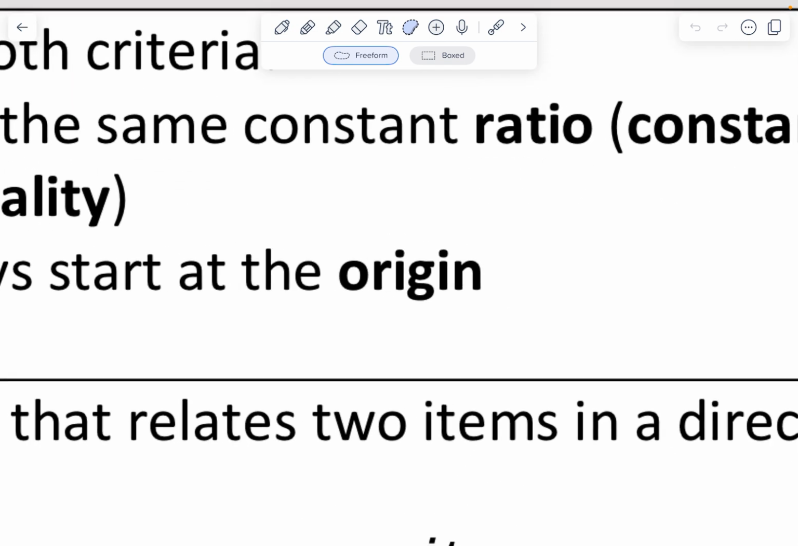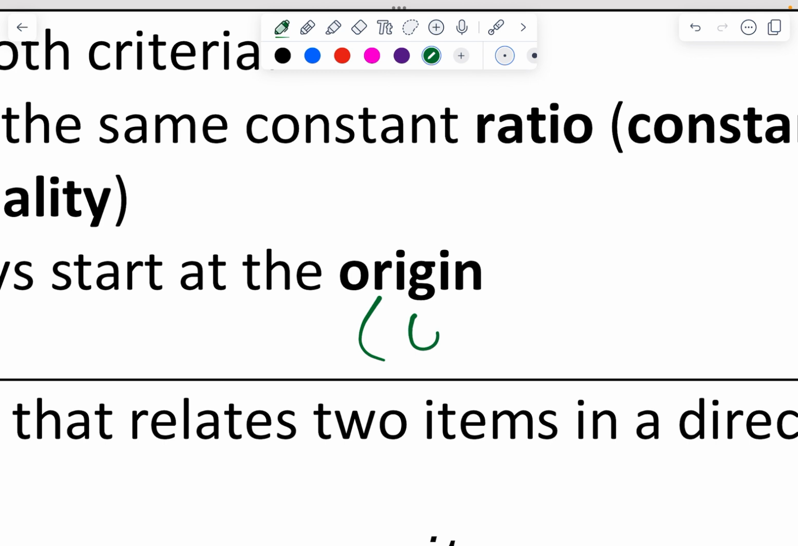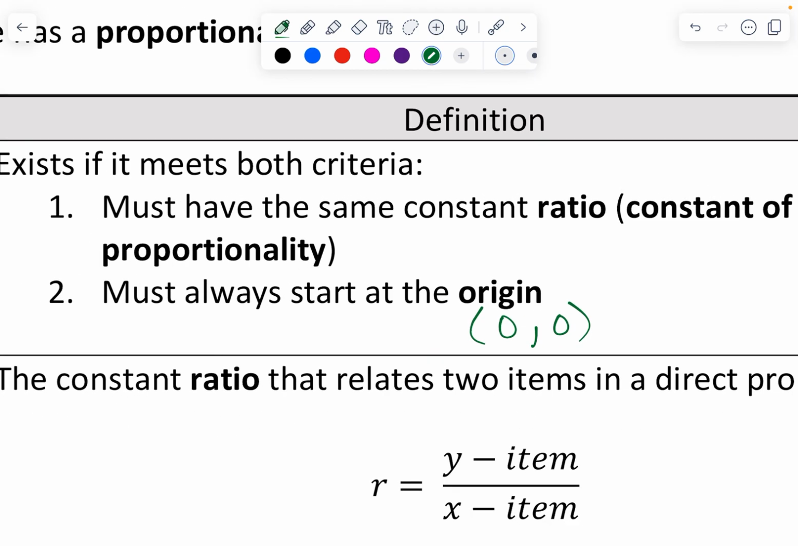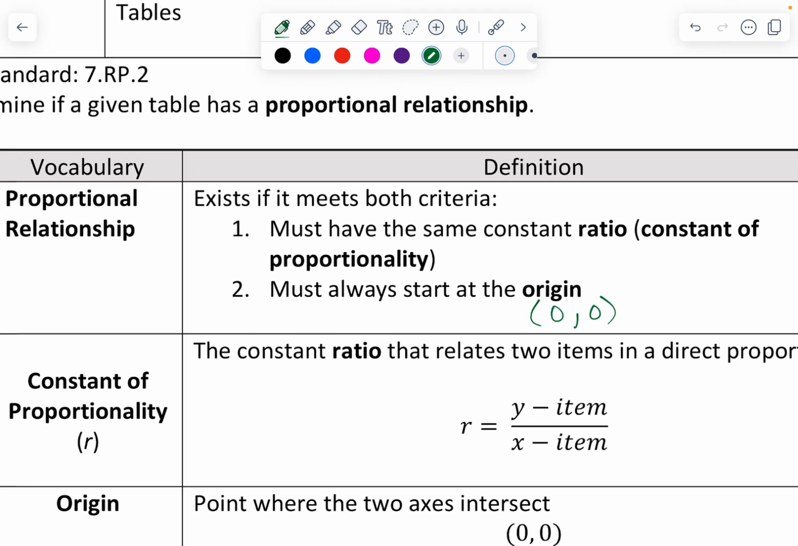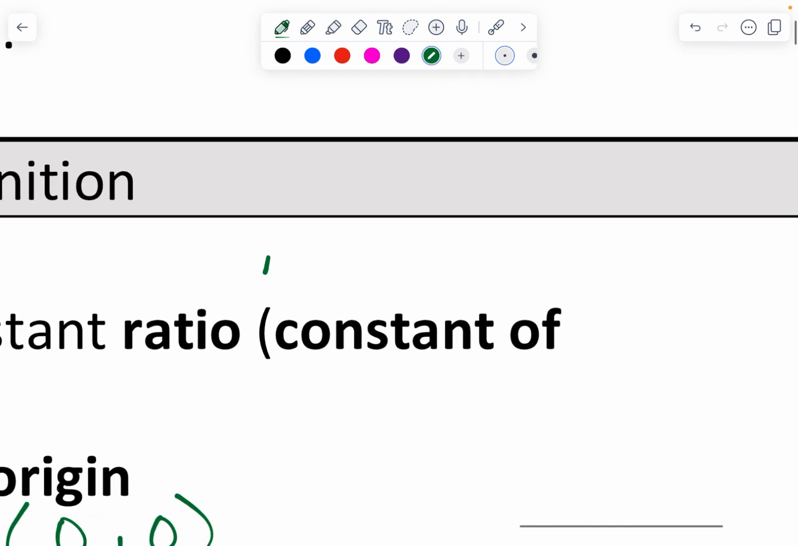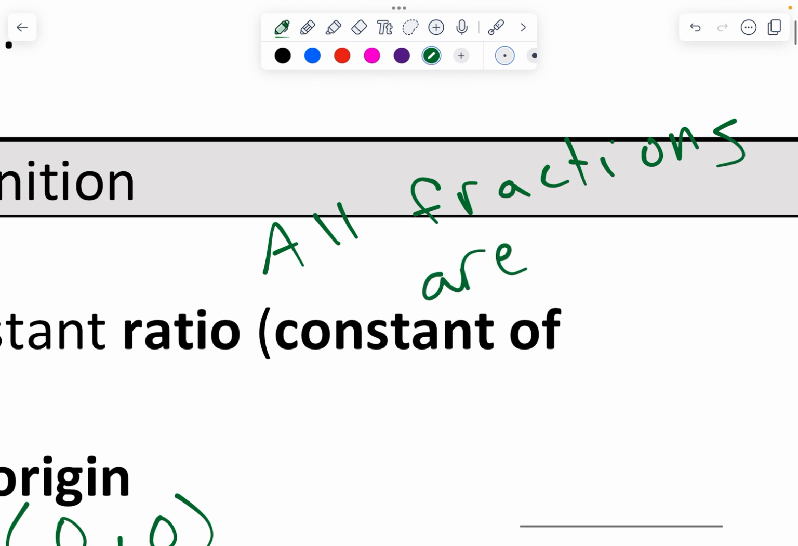It must start at the origin, which again, I got to start at 0, 0. 0 must be paired with 0. If it's not, it's not proportional. And then it must have the same constant ratio. Again, all that means is all fractions are the same, okay? That's all we're doing.